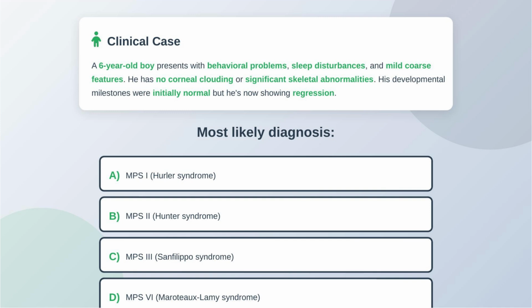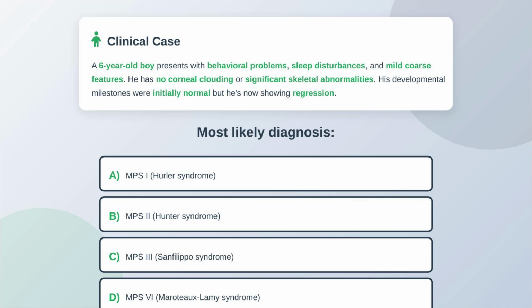Let's consider another clinical case. A 6-year-old boy presents with behavioral problems, sleep disturbances, and mild coarse features. He has no corneal clouding or significant skeletal abnormalities. His developmental milestones were initially normal, but he is now showing regression. What is the most likely diagnosis?